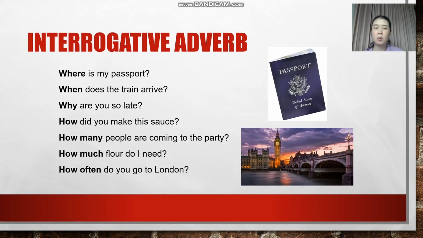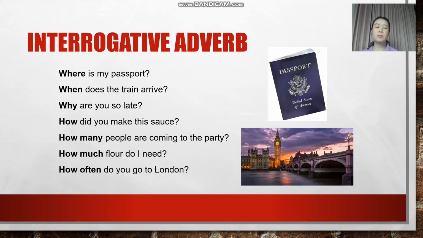For example, "Where is my passport?" "When does the train arrive?" "Why are you so late?" "How did you make this sauce?" "How many people are coming to the party?" "How much flour do I need?" "How often do you go to London?" So we can have where, when, why, how, and the set of how, like how many, how much, how often, how far, everything that is to ask a question.